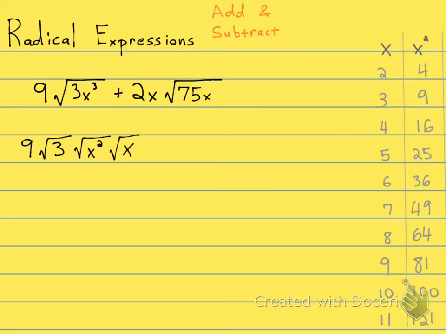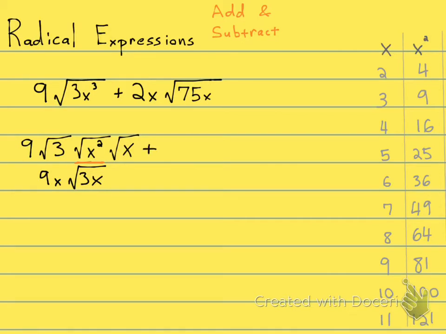Okay, so the reason I separated these two x's from this one x is because I know the square root of x squared is just x. So in my next step, I'm going to have 9x square root of 3x. Okay, now this first term is now simplified. There's nothing else I can take out of that radical.